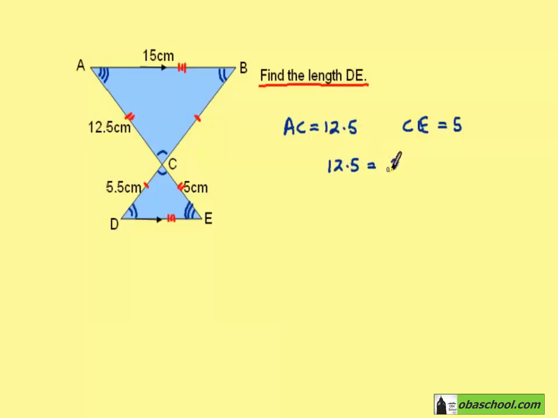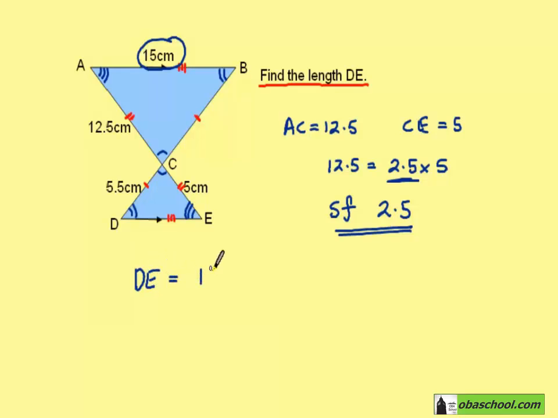12.5 is equal to 2.5 times 5. So it follows that the scale factor of the enlargement is 2.5. The 15 centimeters is in the large triangle. DE is in the small triangle. We're going large to small, so we divide by the scale factor. So 15 divided by 2.5. This gives us 6 centimeters.